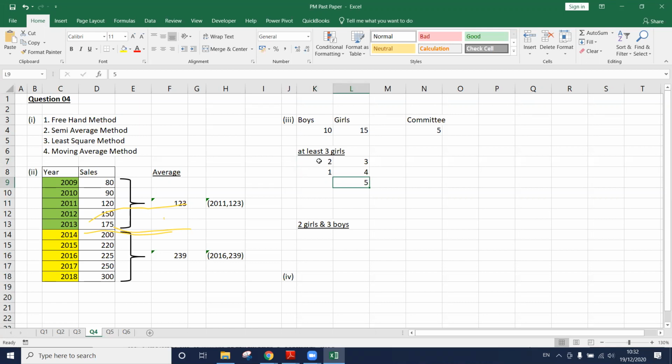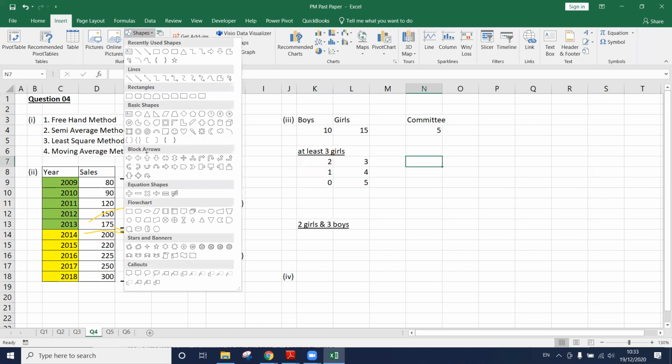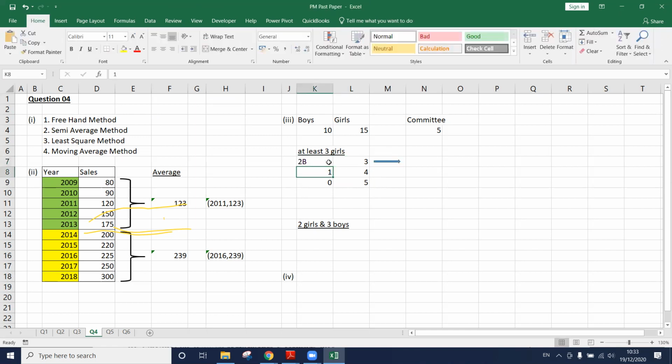If all the girls are in this committee, there may be no boys. These are the 3 options we are having. They have given this criteria: at least 3 girls. These are the 3 options we can go for. Either we can form the committee like this, or like this, or it can be like this even. If it is like this, 2 boys and 3 girls, 1 boy and 4 girls, no boys and all the 5 members are girls.